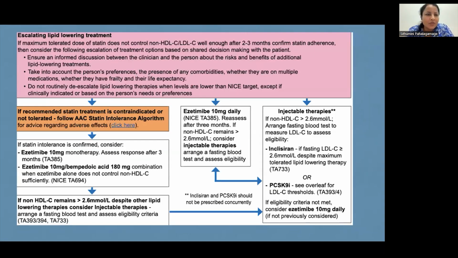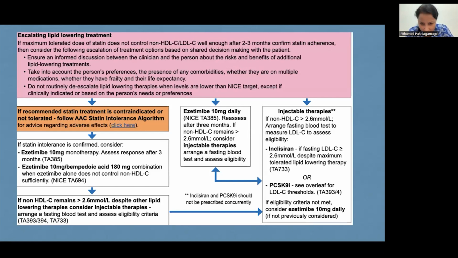So this is a brief note about escalating lipid lowering treatment. If the maximum tolerated dose of statin does not achieve our targets within 2 to 3 months, consider adding ezetimibe 10 milligrams daily. And again, reassess after 3 months.